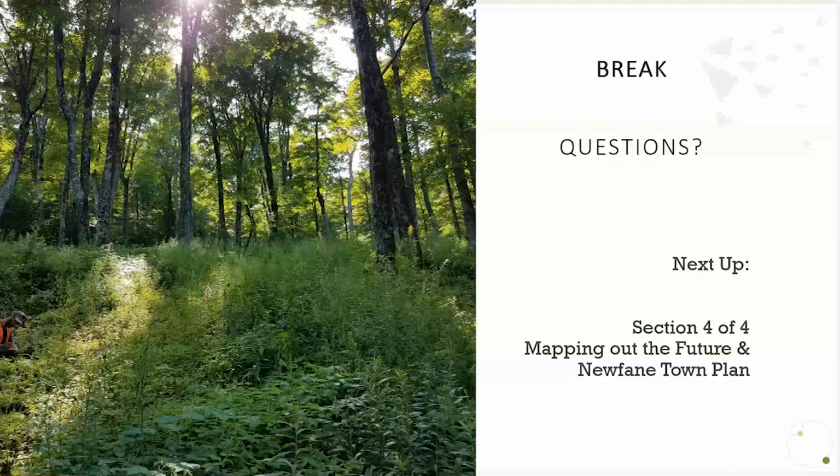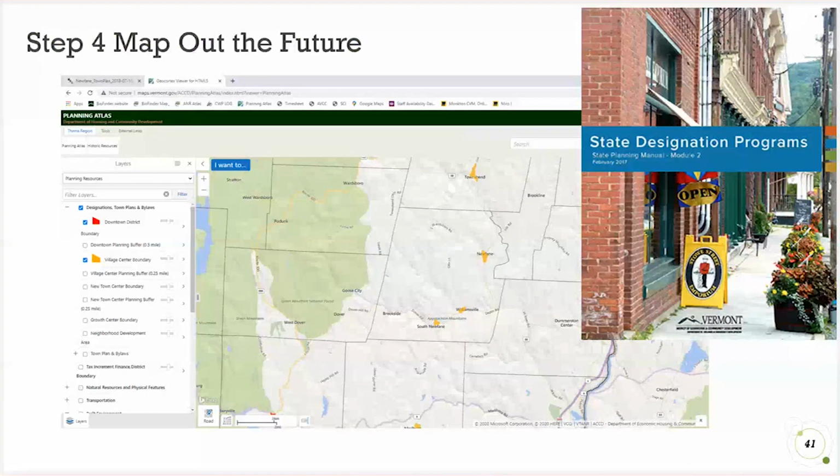All right, I'm just going to keep going in the interest of time, but please keep those questions coming. We love them. And I just wanted to hit this step 4, this map out the future step, and make the point that it's not just planning for where we don't want development. We also want to plan for where we do want development, and both sides of that coin are terribly important.